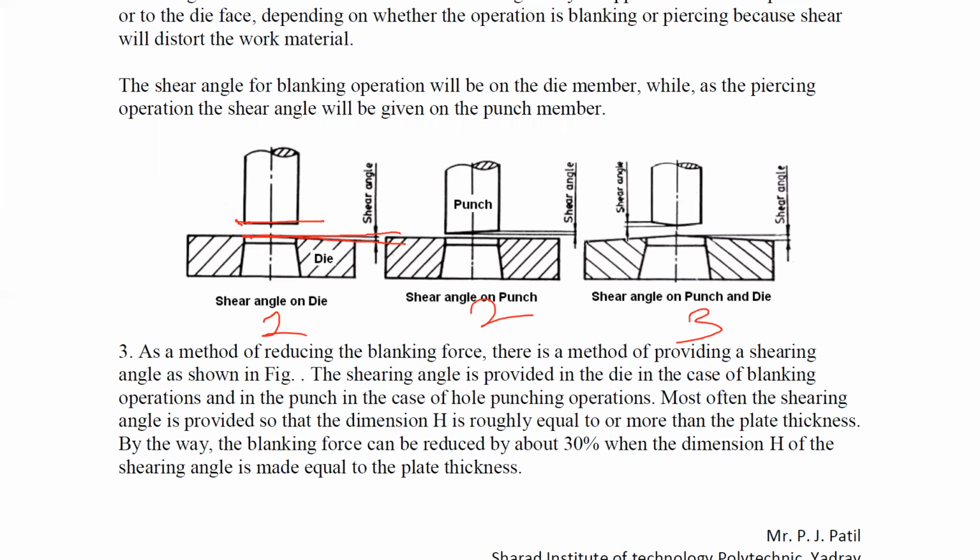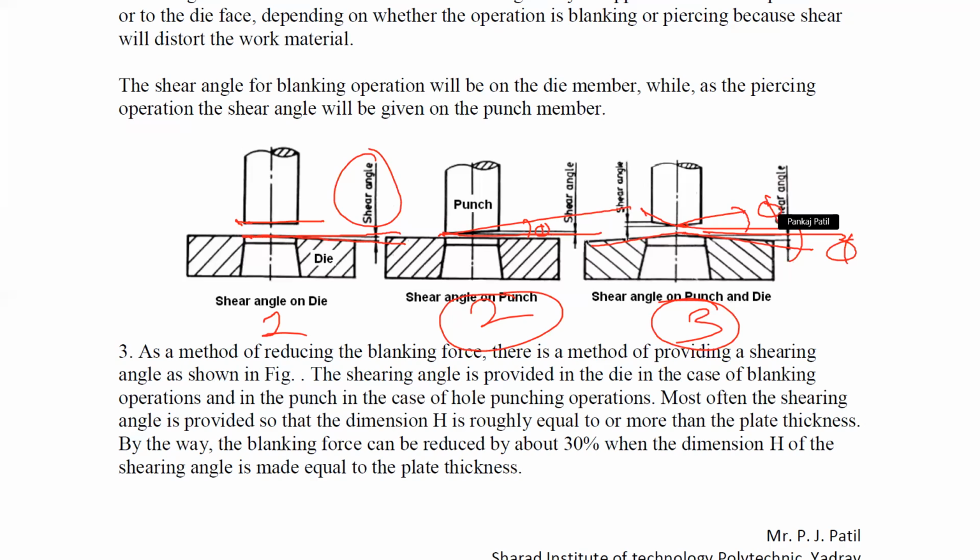You can observe this shear angle. Similarly, in the second figure, the shear angle is provided on the punch surface. This is the shear angle. Sometimes, as we have shown in the third figure, the shear angle can be given to both punch and die. So this is the shear angle.